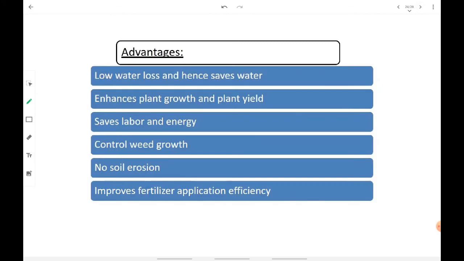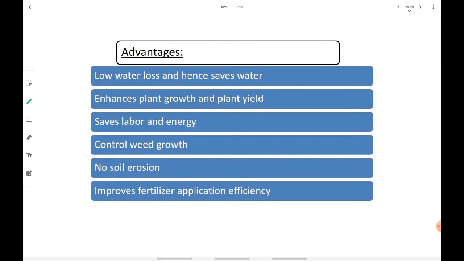Yes, low water loss. Obviously we are directly taking a drop of water to the root zone of the plant. That's why the required water quantity is very much less than whatever the previous method we saw. It will save water. Then it enhances plant growth and plant yield. Since we are delivering the water droplet at the very root zone of plants, we are enhancing the plant growth and overall efficiency of the plant. Overall cultivation will be good.